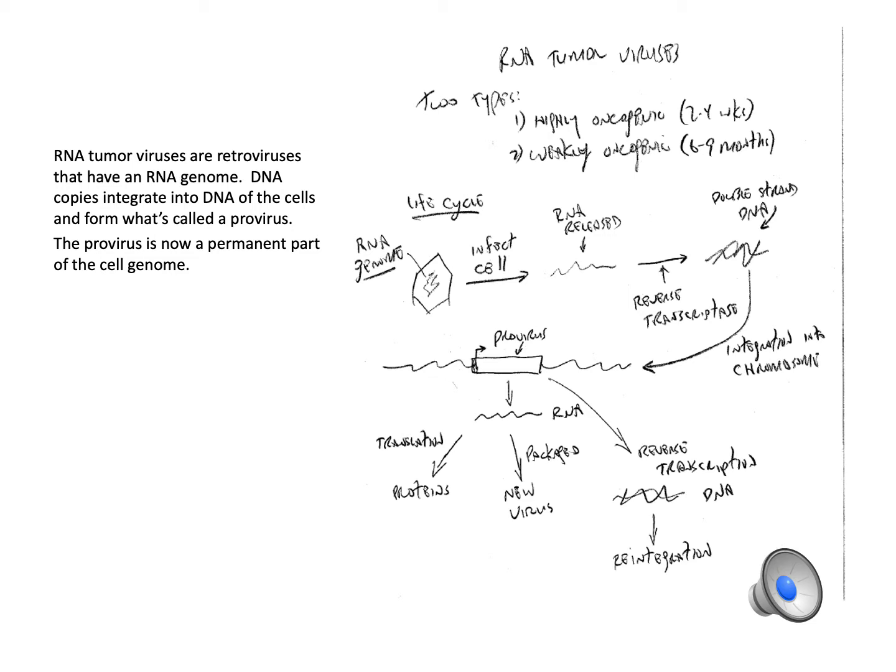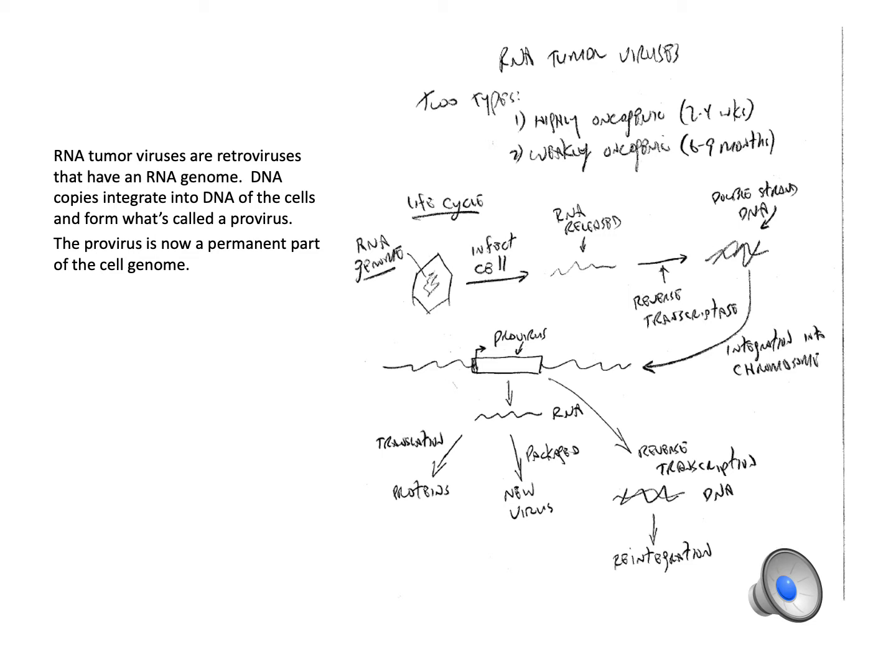And then there are the weakly oncogenic retroviruses, which also cause cancer, but they cause cancer in a much longer time. It takes them around 6 to 9 months. So two types of RNA tumor viruses, highly oncogenic, 2 to 4 weeks, weakly oncogenic, 6 to 9 months, but they both cause cancer. So we look at the life cycle of the virus, because this is an important part of how they actually induce cancer. So let's look at what happens. So here on the left-hand side, I'm showing the virus, kind of that octagon shape.